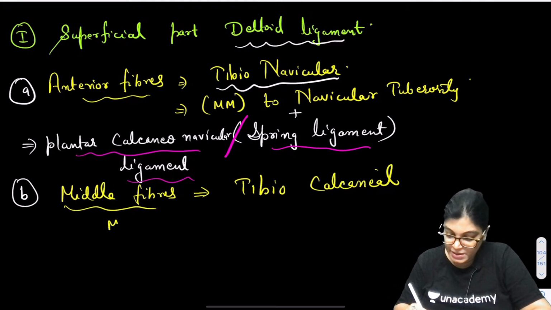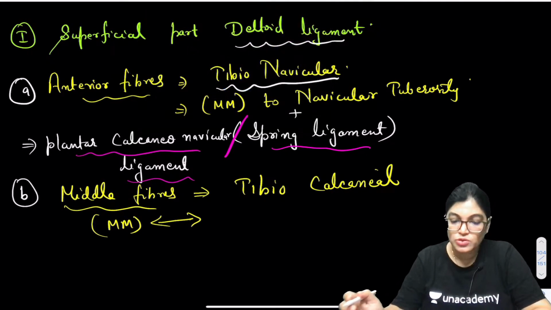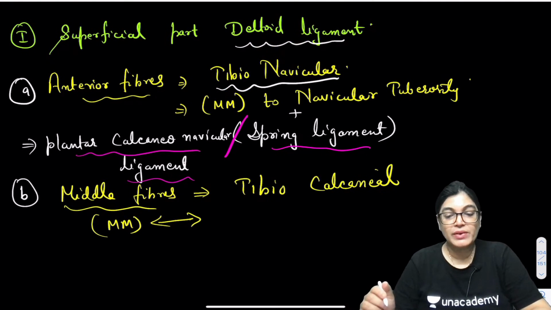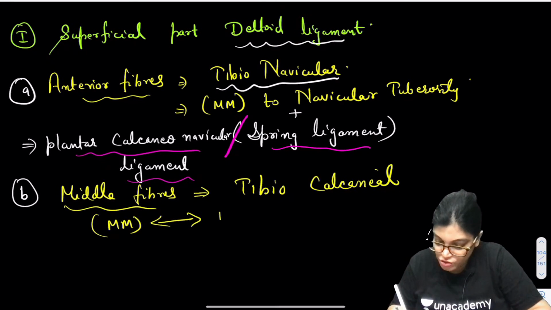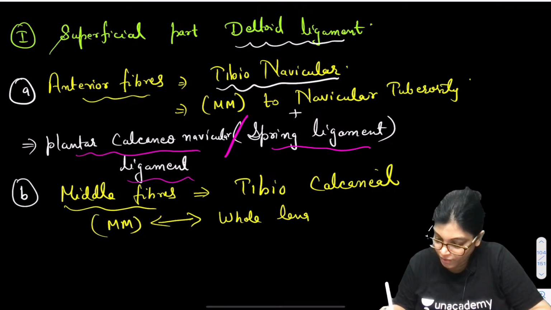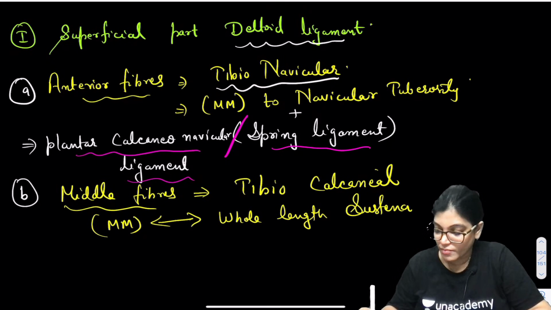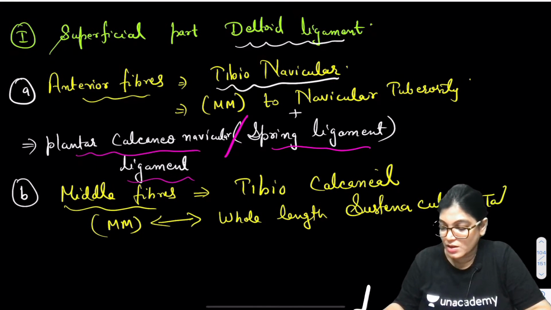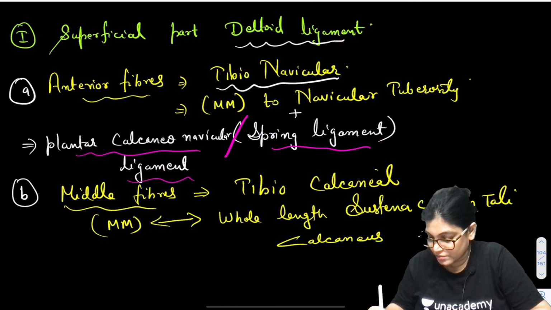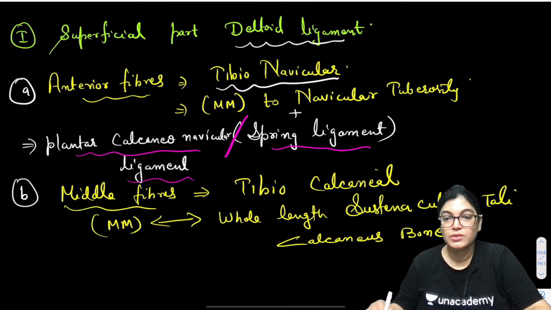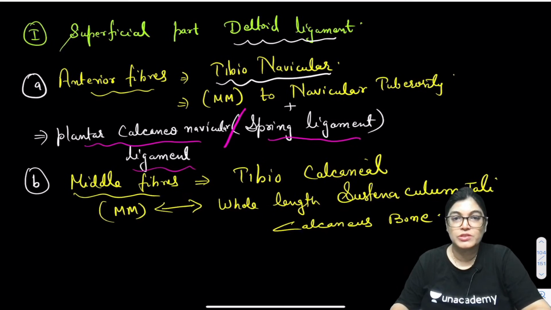The upper attachment is again the medial malleolus. Lower to it, it is attached to which bone? The calcaneum bone. To be more specific, it is attached to the whole length of the sustentaculum tali of the calcaneum bone. Got it?